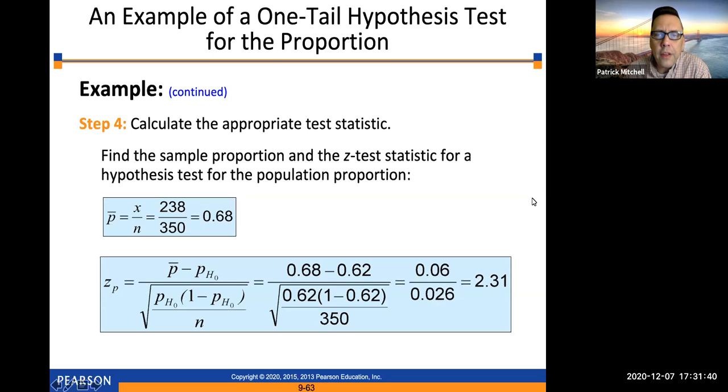All right, so now we'll calculate our test statistic. First, we'll find our sample proportion. The sample proportion is x divided by n, which in this example is 238 divided by 350, which is 0.68. And our test statistic, using the formula that we talked about earlier, this is one that you should try with your calculator right now. 0.68 minus 0.62, and then divide by the square root of 0.62 times 1 minus 0.62 divided by 350. And that comes out to about 2.31.